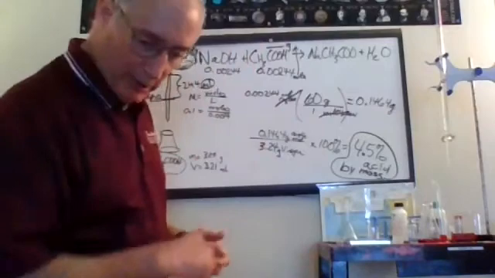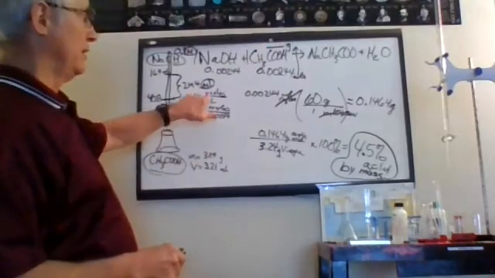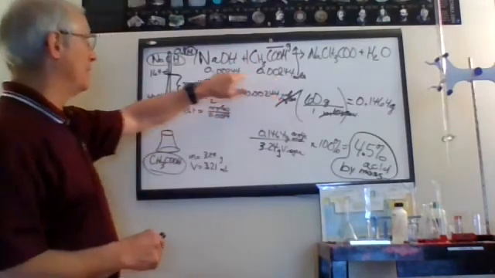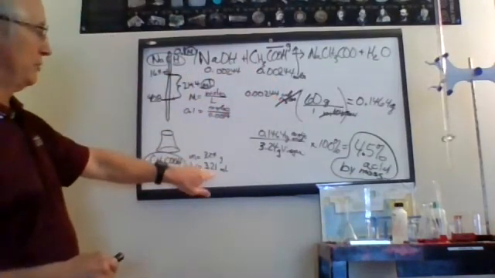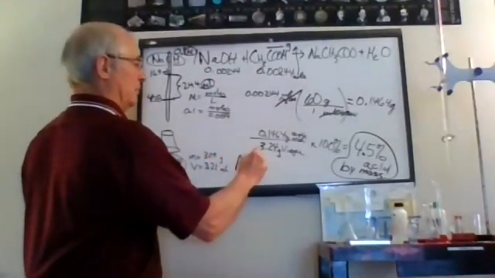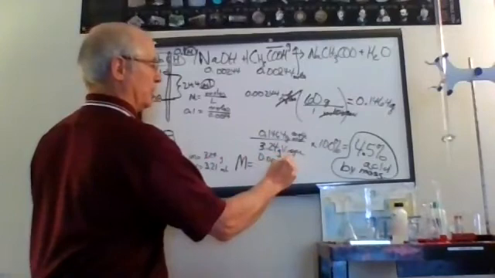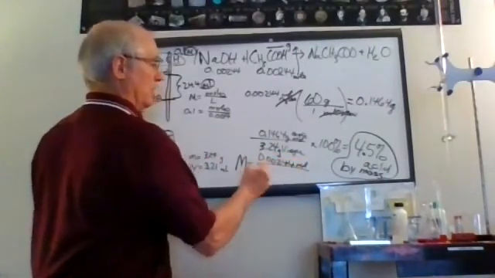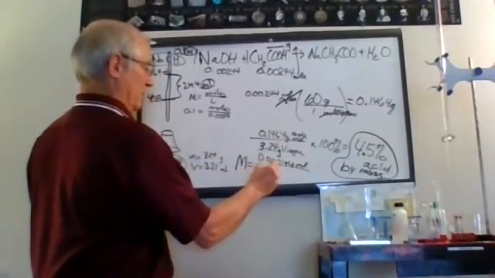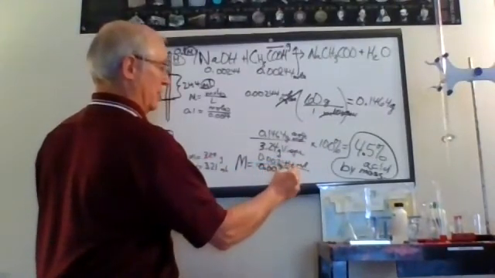Now, could we calculate the molarity of the vinegar solution if we wanted to? Sure. We could go molarity as moles divided by liters. How many moles of acid did you have? And how many liters did you have? 3.21 milliliters. Let's do it. Molarity is moles per liter, 0.00244 moles. And it was 3.21, so that's 0.00321 liters.